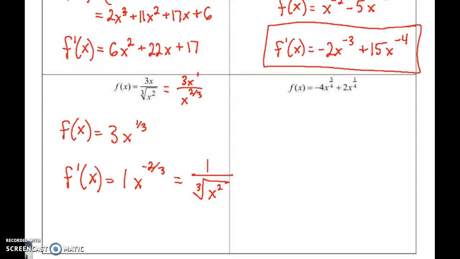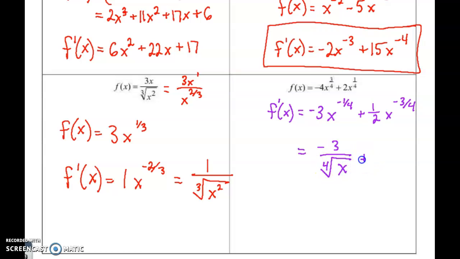And maybe I'll do this last one on this page and really emphasize all the manipulation you can do. So if you were to take the derivative of this, because it is a polynomial, well, you know, the 4's would cancel as we multiply, so we're left with negative 3x to the 3/4 minus 1 is negative 1/4. And then 1/4 times 2 would give me 1/2 x to the negative 3/4. And so what that means is we have negative 3 over the 4th root of x plus 1 over 2 times the 4th root of x cubed.